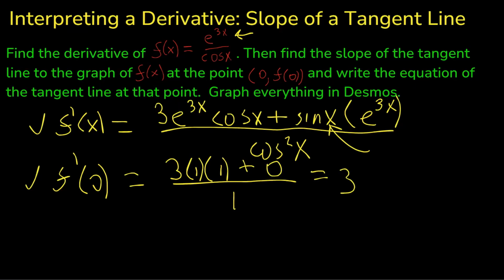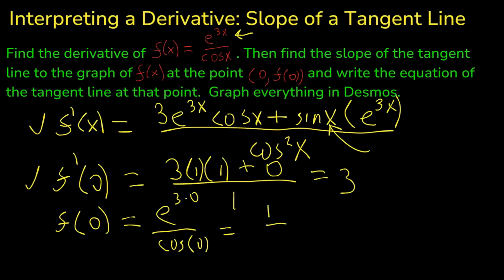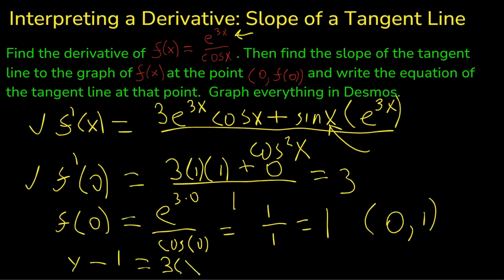Then if we want to write the equation of the tangent line, we need to figure out what the value of y is. So if we plug 0 in, it'd be e to the 3 times 0 over cosine of 0. So this is going to be 1 over 1, or just 1, which implies the point 0, 1. Now we can write the equation of the tangent line: y minus y1 equals the slope, 3, times x minus x1, which is 0. If we solve that for y, we would have y equals 3x plus 1. We'll hop over to Desmos and graph that.